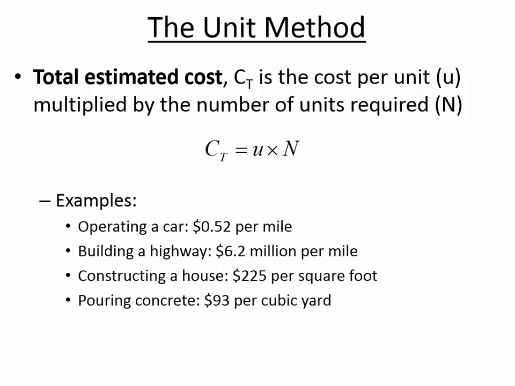So this is done a lot in the real world. For instance, operating a car is often estimated to be around 52 cents per mile. Building a highway, the rule of thumb estimate for that is $6.2 million per mile of highway. Constructing a house, you can find dirhams per square meter, dollars per square foot.